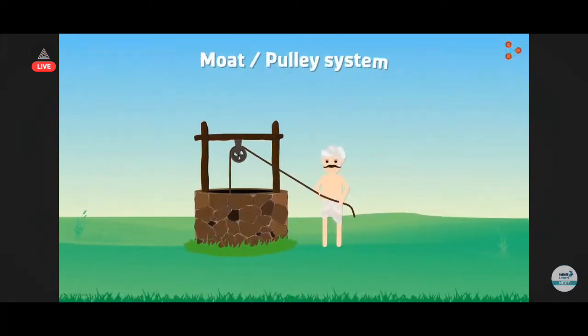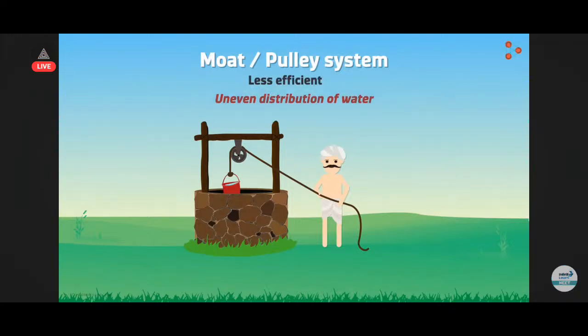The first system is where water is pulled out of the water source with the help of a pulley. The pulley can be moved in several ways to then carry the bucket of water to different places in the field. But this kind of irrigation requires human labor. There is also another problem of uneven distribution of water. Thus, this type of irrigation is less efficient.